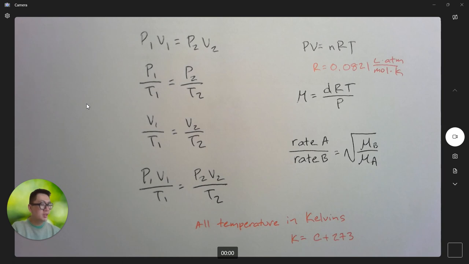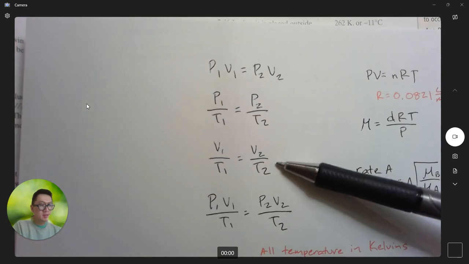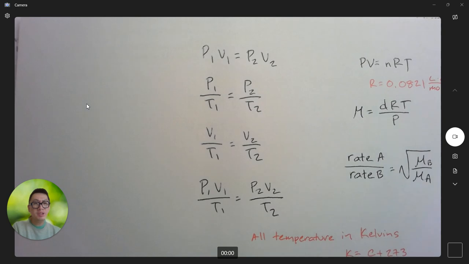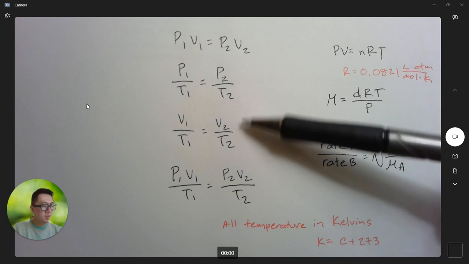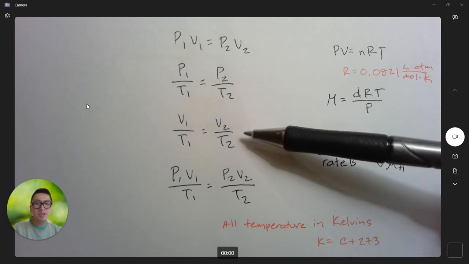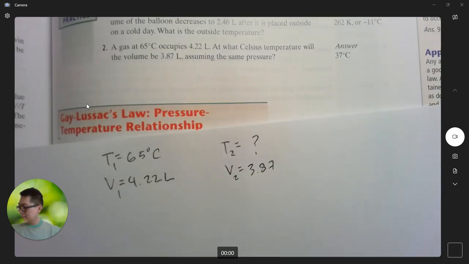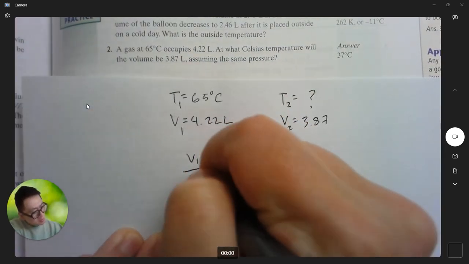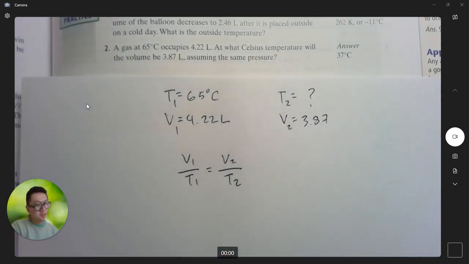The equation I have to use that has V's and T's would be this equation right here, the volume and temperature equation. Again, you don't need to know the name of it, but I believe that one is Charles' law. So we're going to use this equation, V1 over T1 equals V2 over T2. I'm going to write that down: V1 over T1 equals V2 over T2.